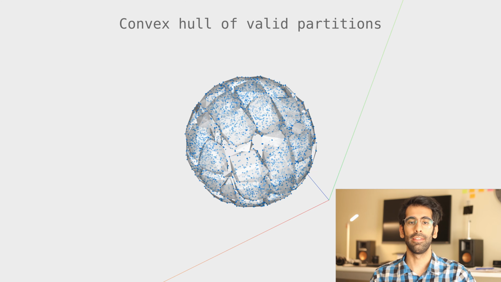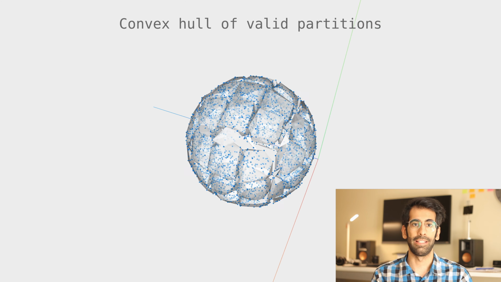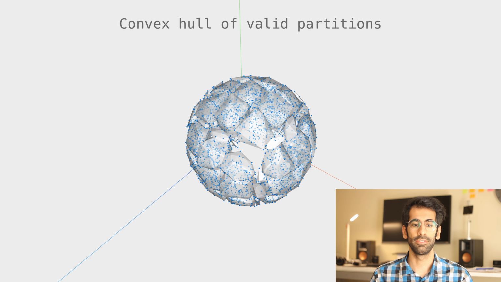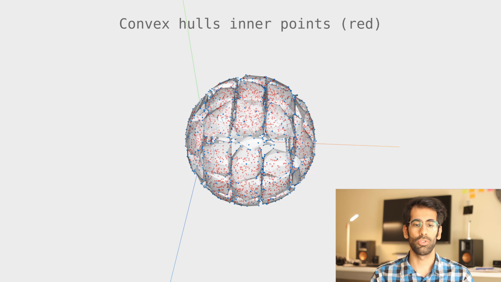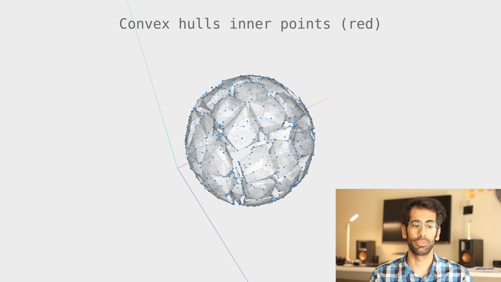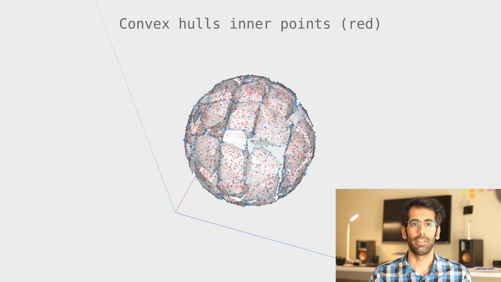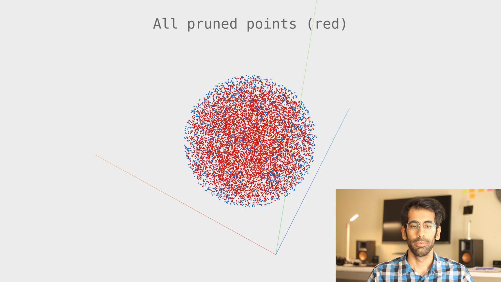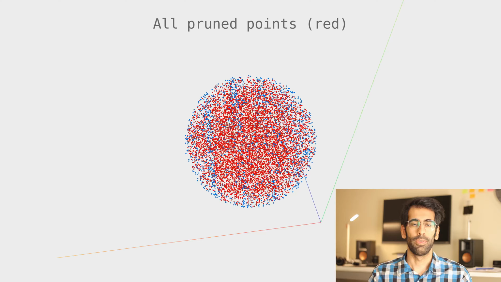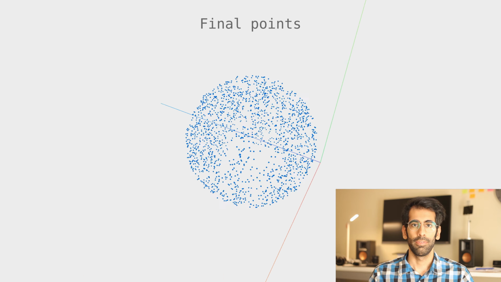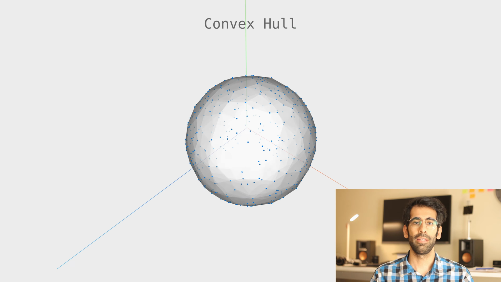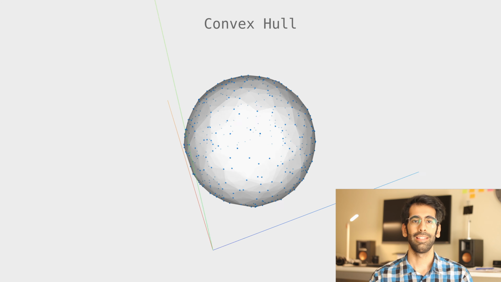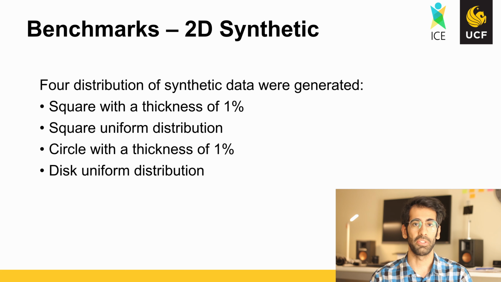We have to then find the convex hull of each valid partition and remove the points that are inside those convex hulls. The red points in the image show those points that are inside those convex hulls. The total points that are removed using the algorithm are shown in red in this image. By removing them, we will have these blue points. We have to find the convex hull for these remaining points, which is going to be the final convex hull for the input data. Now let's see the benchmarks for the algorithms.